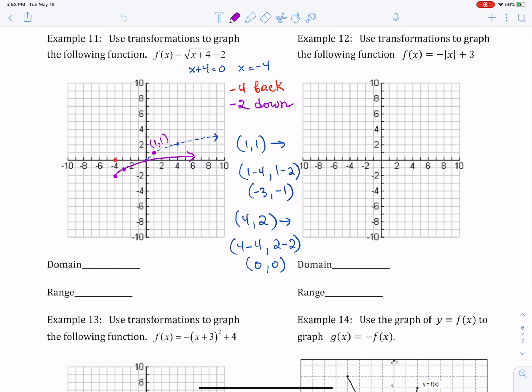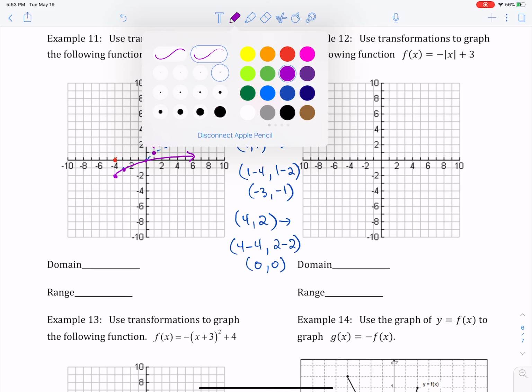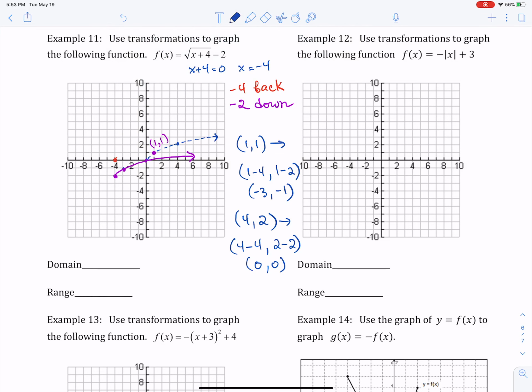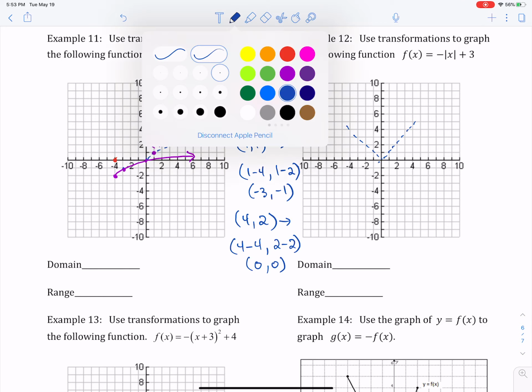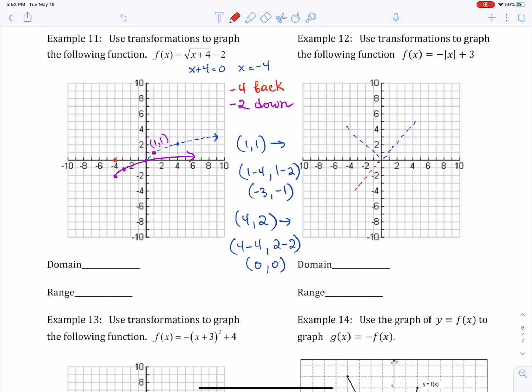Use transformations to graph absolute value of x, negative absolute value of x plus 3. First of all, absolute value of x looks like that. Negative of it is going to be this graph flipped with respect to the x-axis. Well, I need to add 3 to this equation, means I need to bring it up 3 units. So the whole graph is going to come somewhere like here.